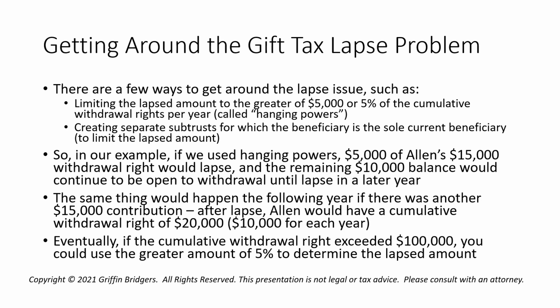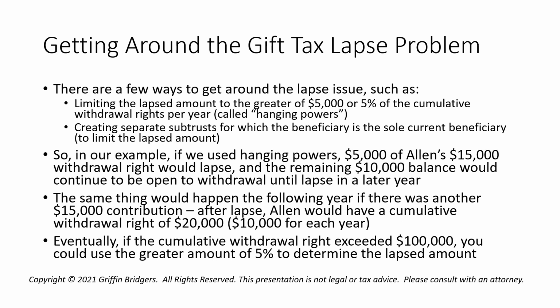So there's a few ways we get around the lapse issue. One is you could limit the lapsed amount to the greater of $5,000 or 5% per year. That's called a hanging power. You could also create separate subtrusts for which the beneficiary is the sole current beneficiary for life. So that lapsed amount, or that amount over the lapse, the $10,000 in Alan's case, never goes to Betty or Charlie.